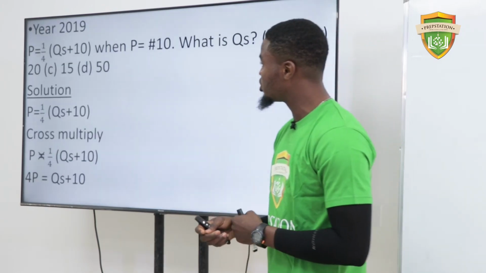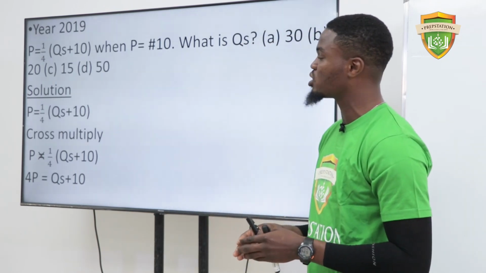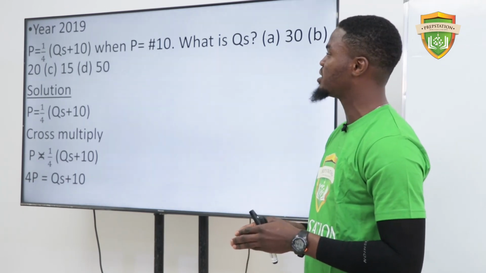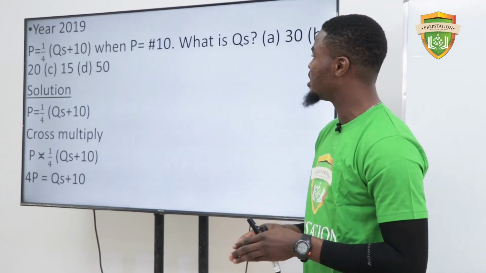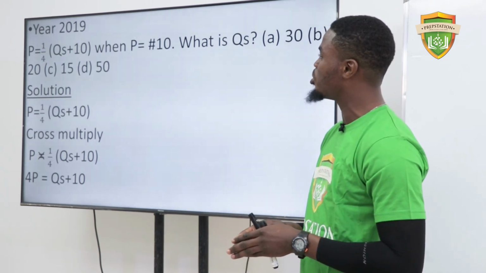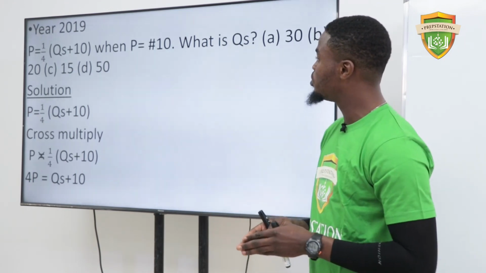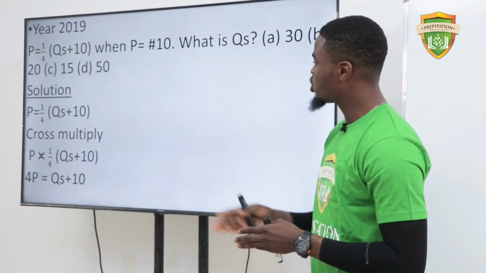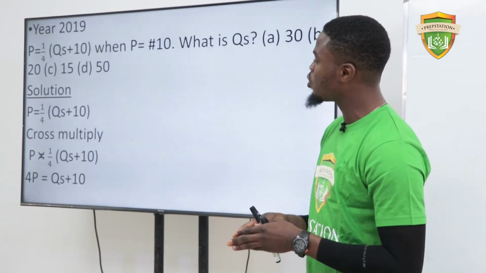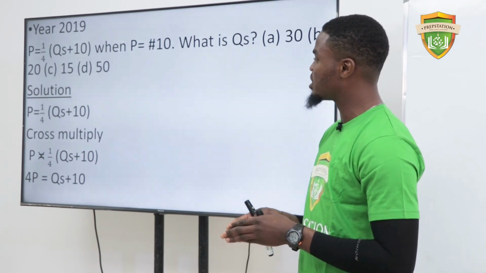So we have another question from 2019, and you have P equals 1 over 4 into bracket QS plus 10. When P is 10, what is the QS? So we are asked to look for the quantity supplied, and we are given the value for price, which is 10. So equating that in the equation, you have P equals 1 over 4 QS plus 10.